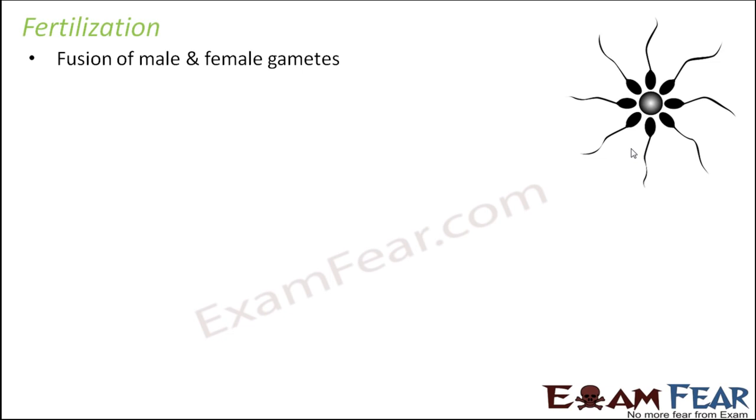Now we got to see that male and female gametes got produced by gametogenesis. They are brought together by gamete transfer. Now once they are together, they fuse, and this fusion is called fertilization. This is also known as syngamy. The word syn means together and gamy means marriage. So when two things combine with each other, that is called syngamy. So this fertilization is also known as syngamy.